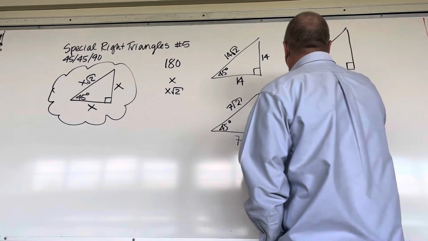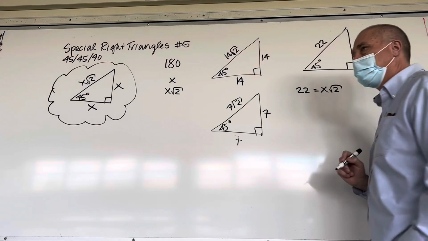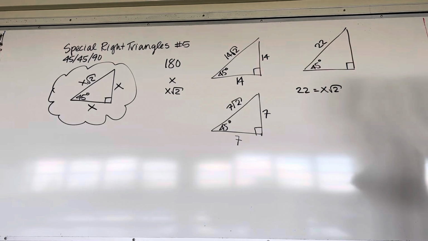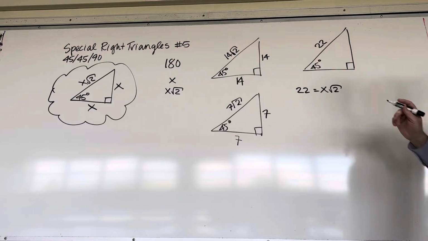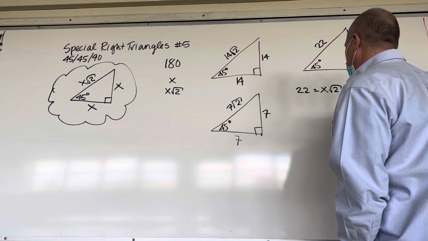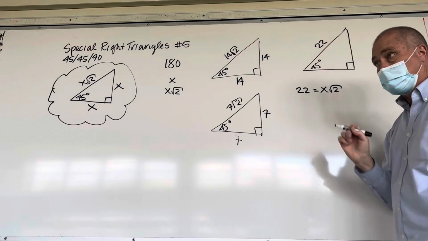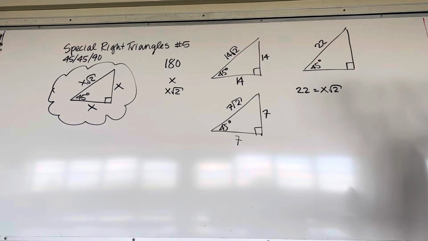I like that very much. True. Because if I know the x value here times radical 2, whatever that x value is times radical 2, it's got to equal 22. That's true for the model. Very good.